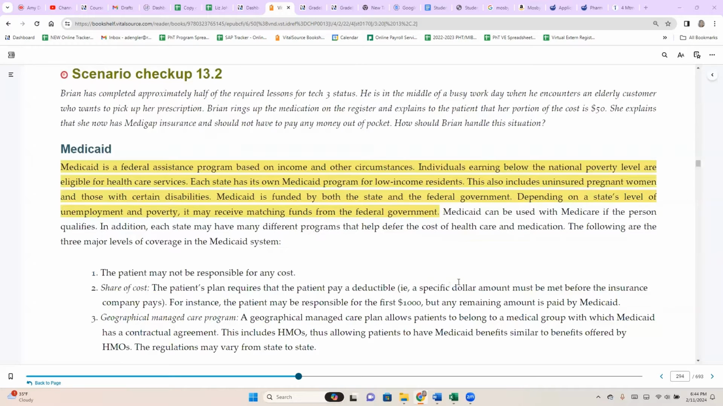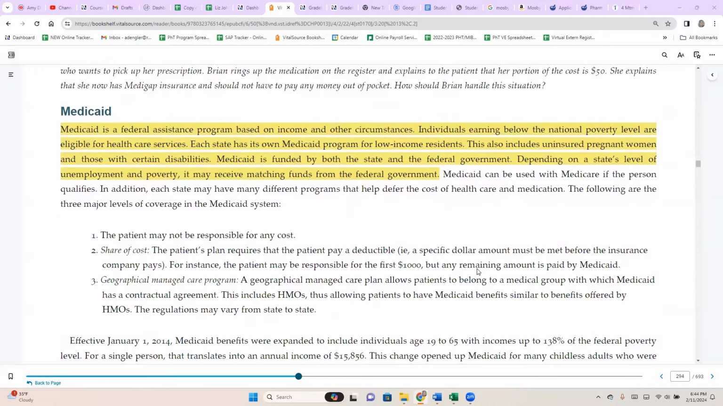Medicaid is a federal assistance program based on income and other circumstances. Individuals earning below the national poverty level are eligible for health care services. Each state has its own Medicaid program for low income residents. This also includes uninsured pregnant women and those with certain disabilities. Medicaid is funded by both the state and the federal government, depending on a state's level of unemployment and poverty. It may receive matching funds from the federal government.